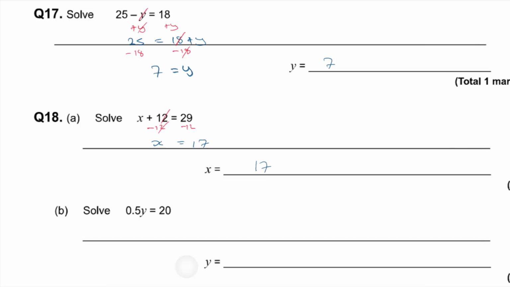So on this one, I'm going to have to multiply that side by 2 to get y again. And if I multiply that side by 2, I've got to do it to this side as well. So my 2 and my 0.5 cancel, and that leaves me with y on the left. And my 20 times 2, that's 40. So y is equal to 40 is the solution.